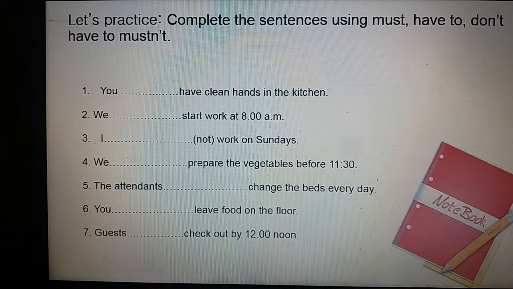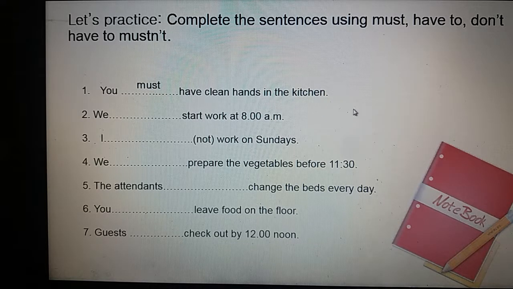Okay? So let's start. Number 1 says, you have clean hands in the kitchen. Have clean hands. What do you think is the correct word or the correct expression for this sentence? Have clean hands. Tener manos limpias en la cocina. Is it have to or is it must? The correct answer is must. Why must? Because this is something important that you have to do.